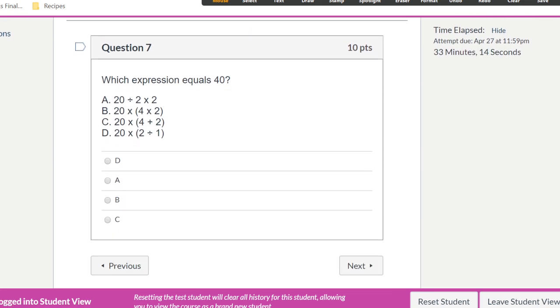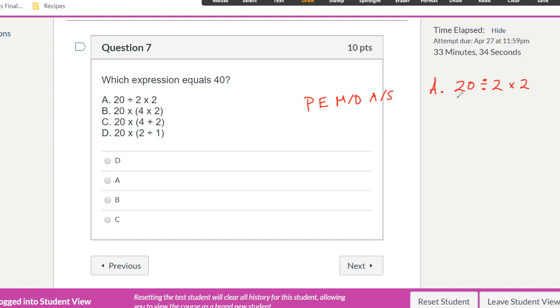Which expression equals 40? This is one of those questions where you can't just sit there and try to guess it out. You actually just have to solve each one. So let's go ahead and solve A. A is 20 divided by 2 times 2. We're going to use the same steps for all of these.